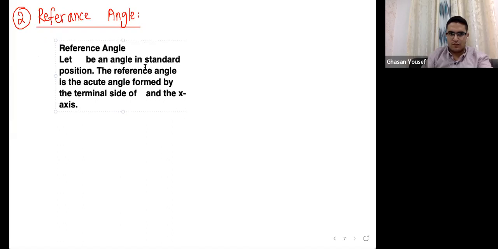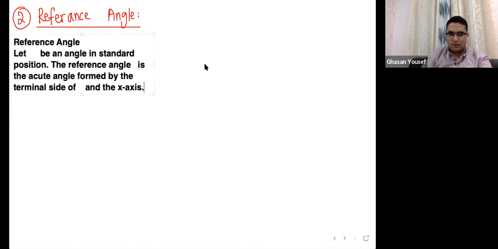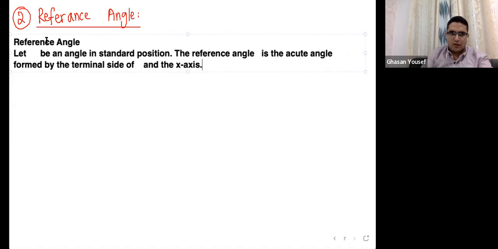So the reference angle here, what is the meaning of reference angle? I'm going to give the definition. What is the meaning of reference angle? The reference angle. Suppose my angle is theta, be my angle in the standard position.